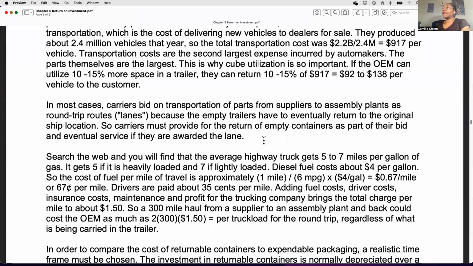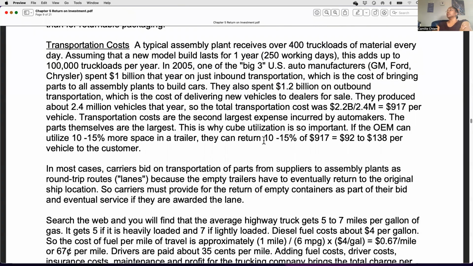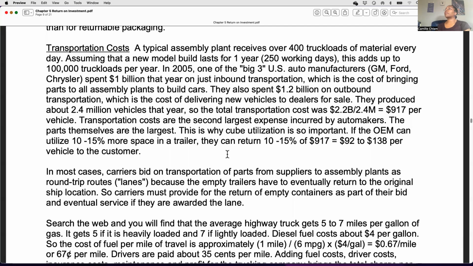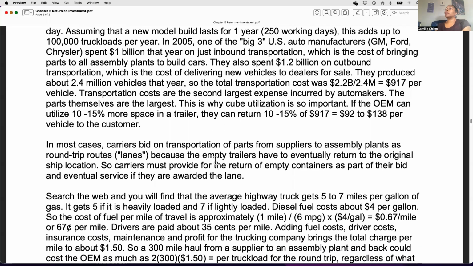Okay, so we talked about that. It's so important. What doesn't seem like a big deal, 10 or 15% more in a trailer, let's say $917 is the cost of shipping a trailer. $92 is 10 to 15% of that, right? So that can add up quite a bit.